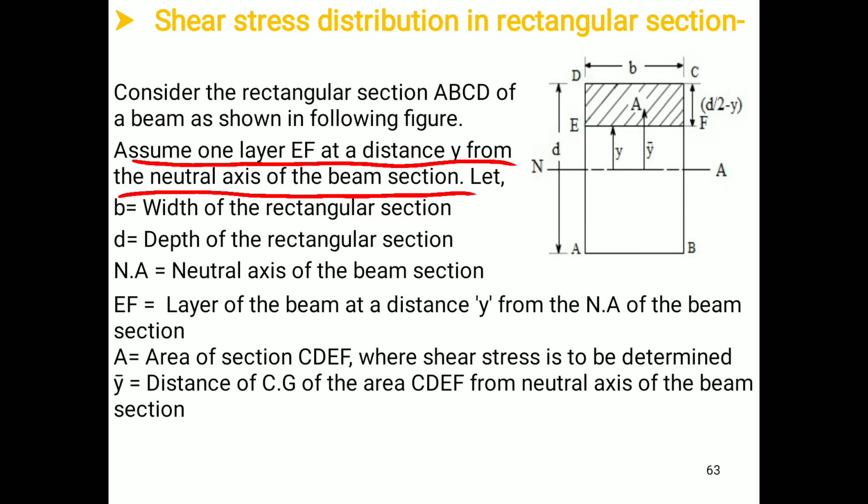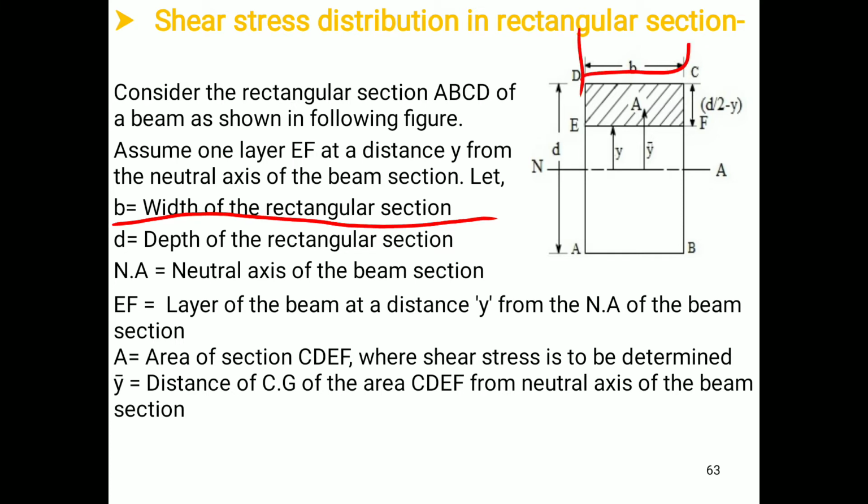So in that particular rectangular section, we have concentrated on any layer EF which is at a distance of y from the neutral axis. B is equal to the width of the rectangular section. It is already shown in the figure. This is B. D is equal to the depth of the rectangular section. This is D. NA is the neutral axis of the beam section. This is NA, which is the neutral axis. EF is the layer of the beam at a distance of y from the neutral axis of the beam section.